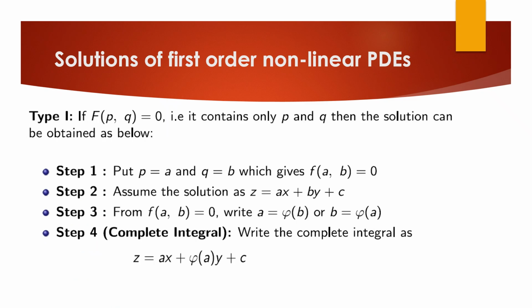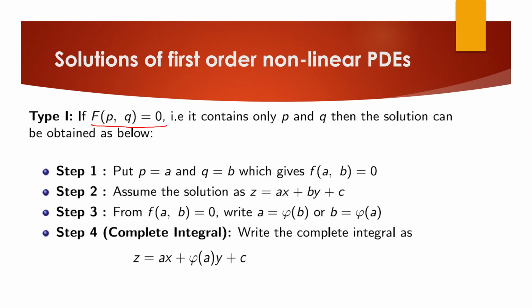So type 1 PDE will be of the form f of p, q is equal to 0, which means here we'll be having a function of p and q alone. p is the first order derivative ∂z/∂x and q is ∂z/∂y. So here the PDE may be nonlinear. That means we may have the powers of p and q, or we may have the products of p and q, but we have only p and q but not r, s, t. r, s, t are second order derivatives. So we'll be having only an equation involving p and q. That is called type 1 PDE.